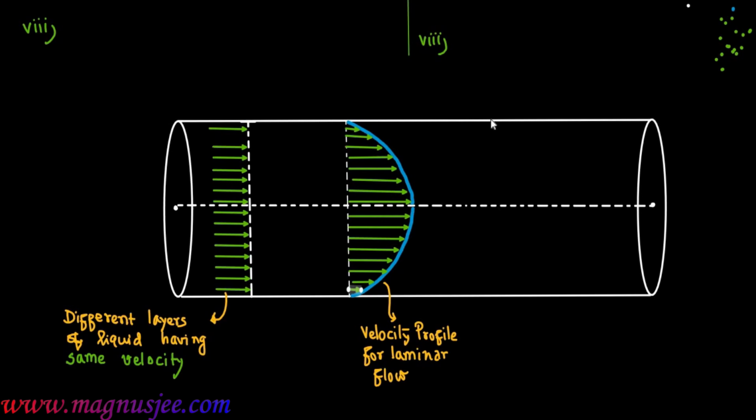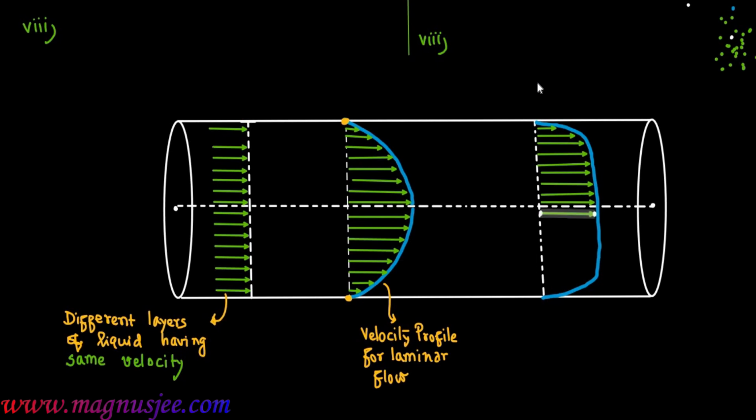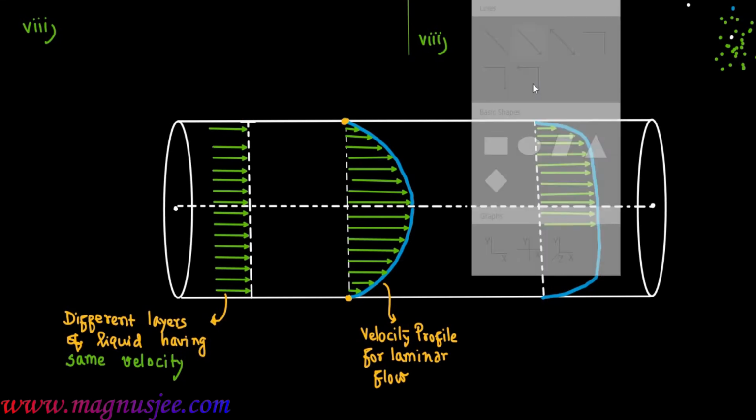Here we have denoted the velocity profile for streamline or laminar flow. This point indicates that liquid will be at rest at the wall of the tube. We can consider another imaginary vertical line from which we can denote different layers of liquid with different velocities. Now we can draw the velocity profile of liquid for turbulent flow. This is the imaginary line, the velocity profile, and these are the different layers of liquid having different velocities.